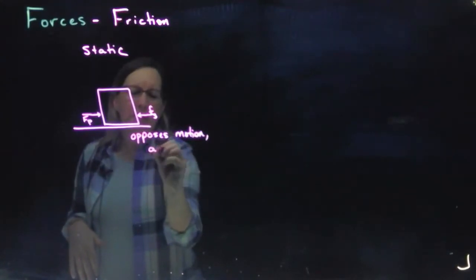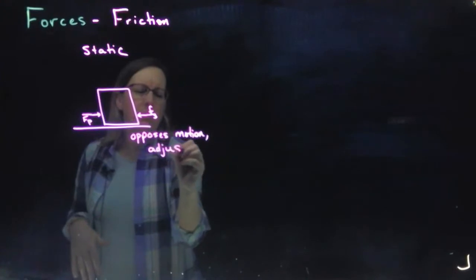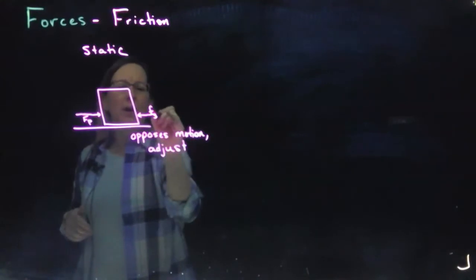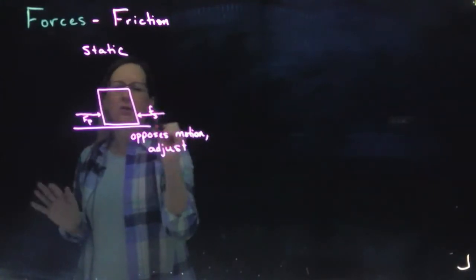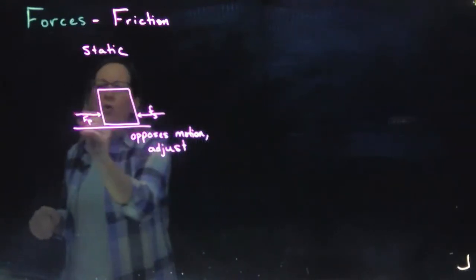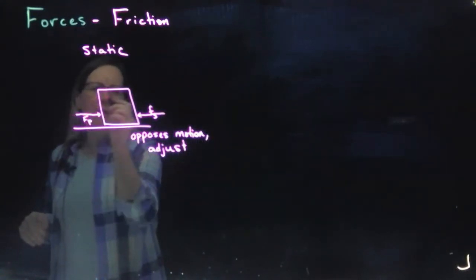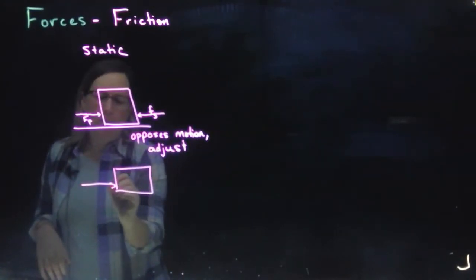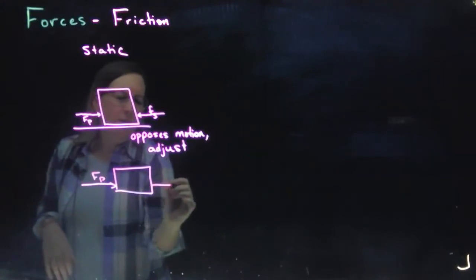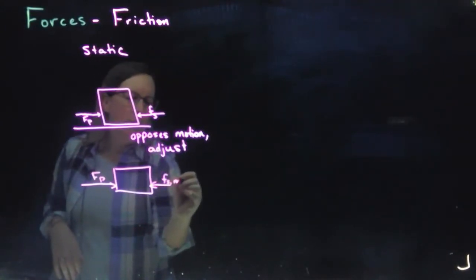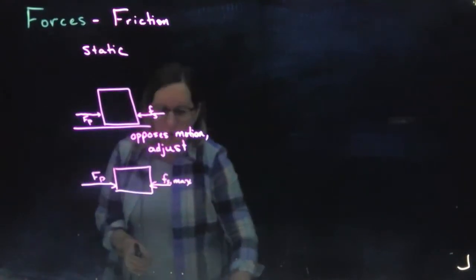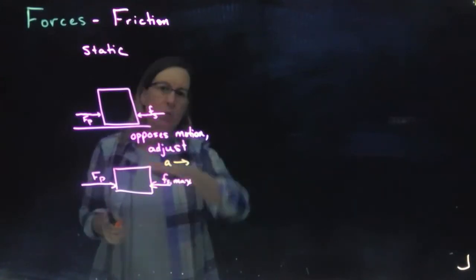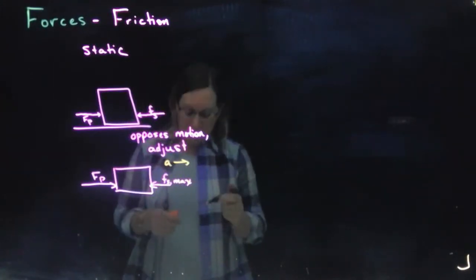Static friction at least can adjust, right? If you push even further, it gets bigger. If it matches the push, it doesn't move. But if you push even further and it gets to the maximum value, I'm going to make my push bigger than this f_s max. Then, of course, we're going to have an acceleration to the right, and we're going to start moving, and it's not going to be static friction anymore.